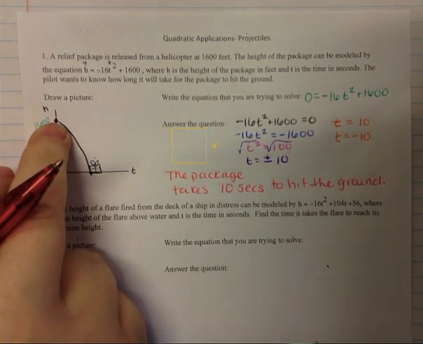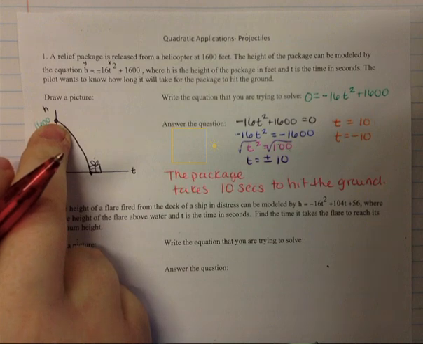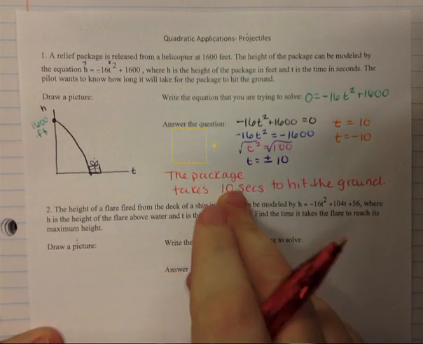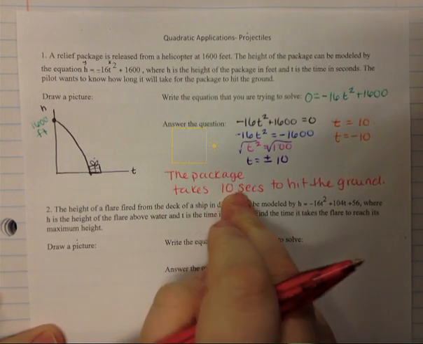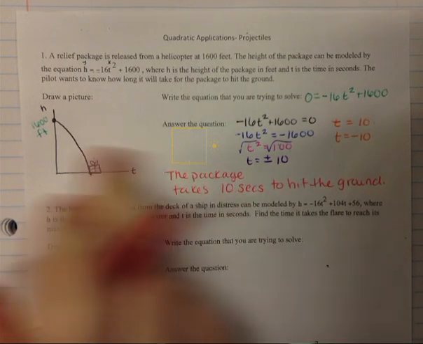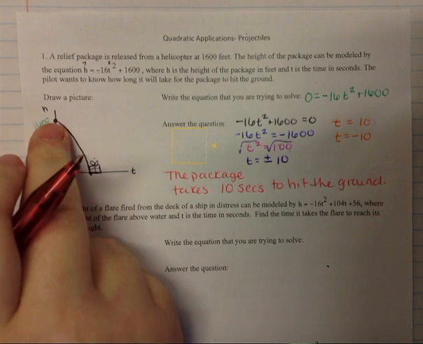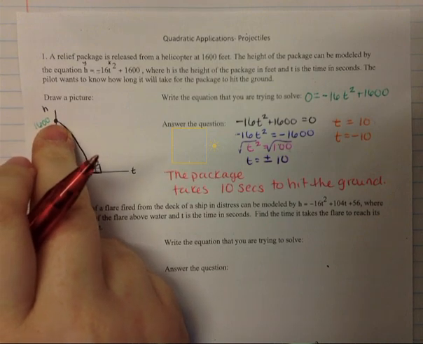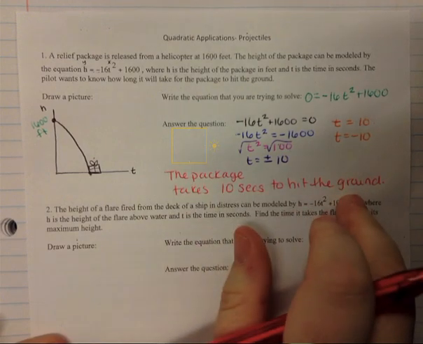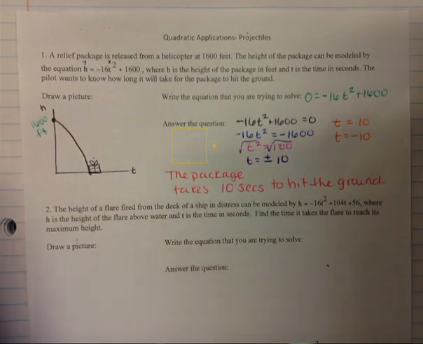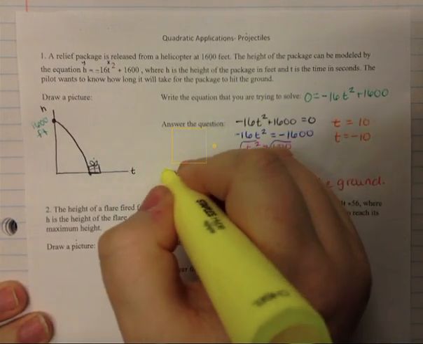It's dropping from 1,600 feet, and so taking 10 seconds is not that long of a time. If it were to have taken an hour, that would definitely be way too long for it to drop. It's coming from 1,600 feet, which isn't even a mile up in the air. So dropping and only taking 10 seconds is not that long, so that actually makes sense for it to hit the ground. So 10 seconds to hit the ground would be our correct answer.